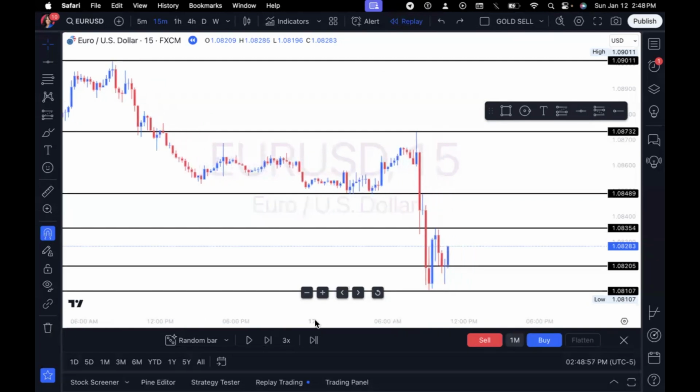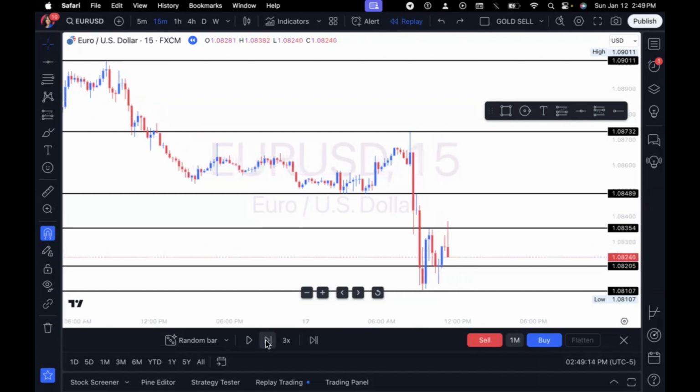So I'm just going to pretty much wait for a break of structure, either up or down. If I have a break of structure down, I will take this trade for a sell. If I have a break of structure up, I'm going to take this trade for a buy. But either way, I'm not going to rush the process. I'm just going to wait.